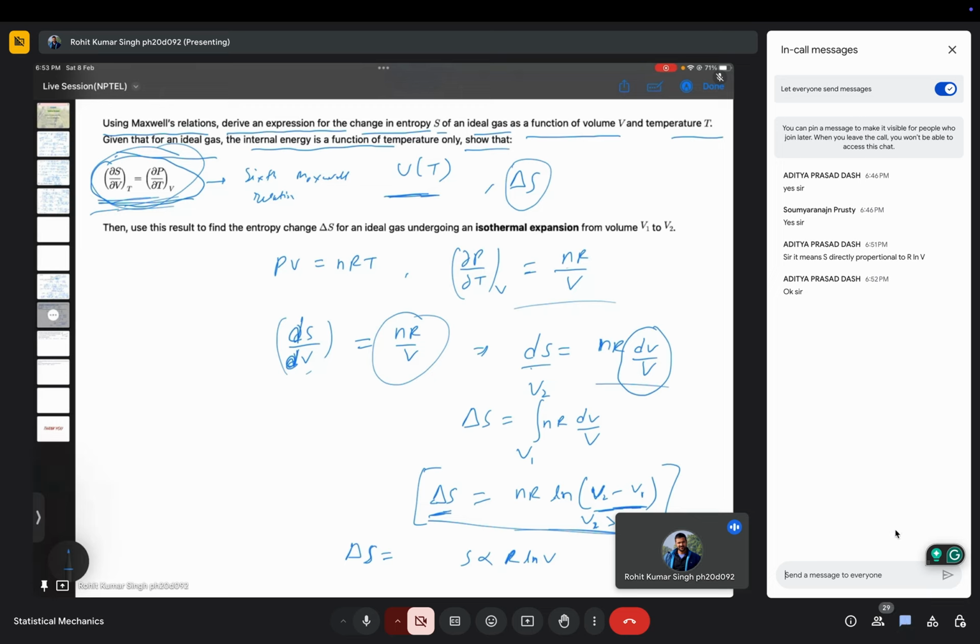Because you see, that's why there is a log function here. It is not linear. So if you think this is true, then we can write S1 is equal to nR ln V1, S2 is equal to nR ln V2, and then S2 minus S1, which is your delta S, will be nR (ln V2 minus ln V1), which is not the same thing that we got here, which is ln (V2 minus V1). So no, this is not true.